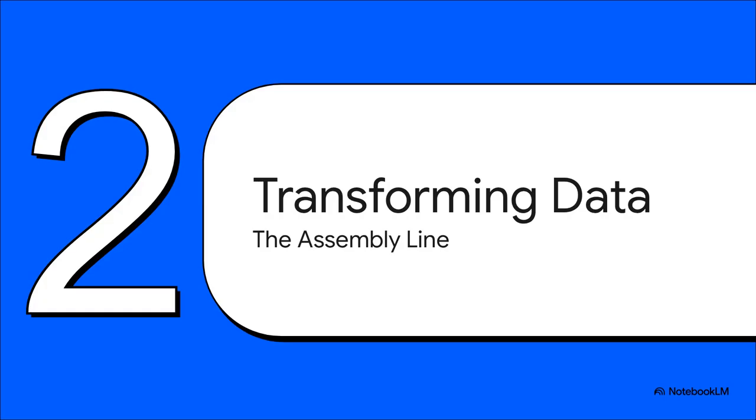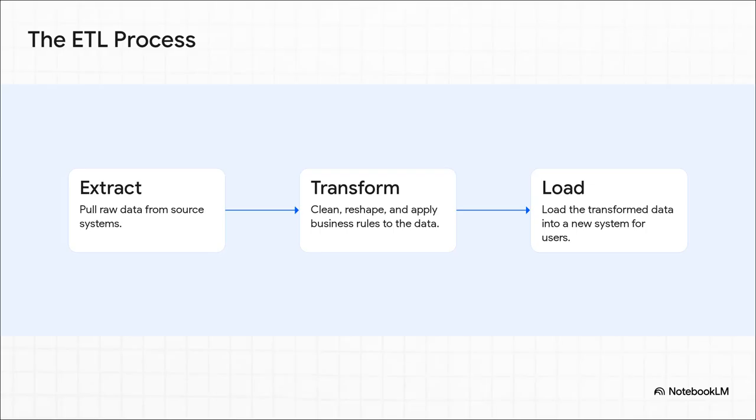But of course, raw data just sitting in a warehouse isn't very useful, is it? It's like having a pile of wood, screws, and some fabric. It's not a chariot. So now we head to the assembly line. This is where that raw data gets cleaned, shaped, and put together into something truly valuable. This is the factory's main production line, and it often follows this classic three-step process called ETL.